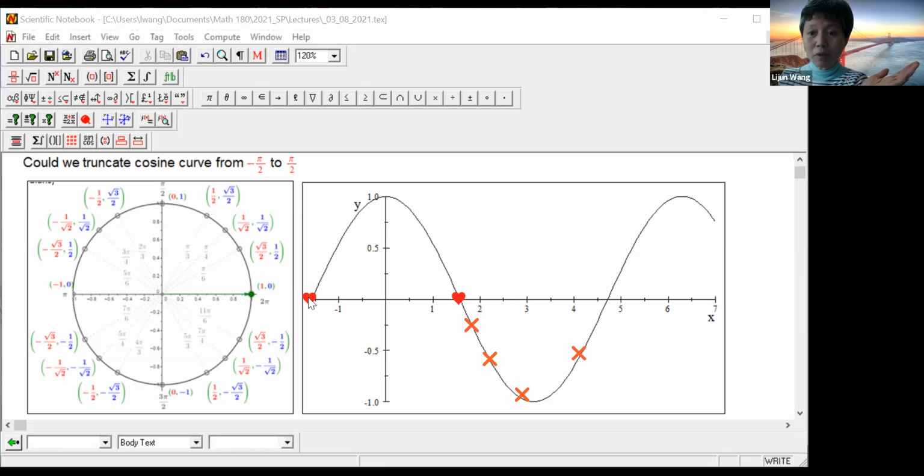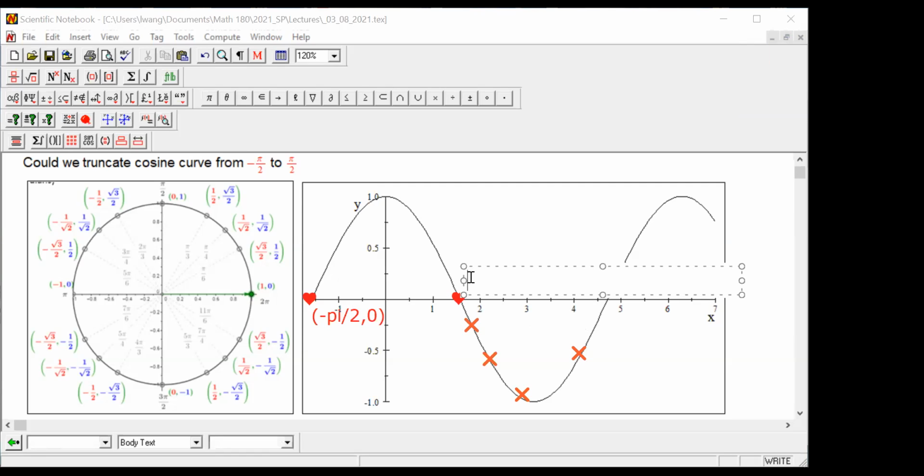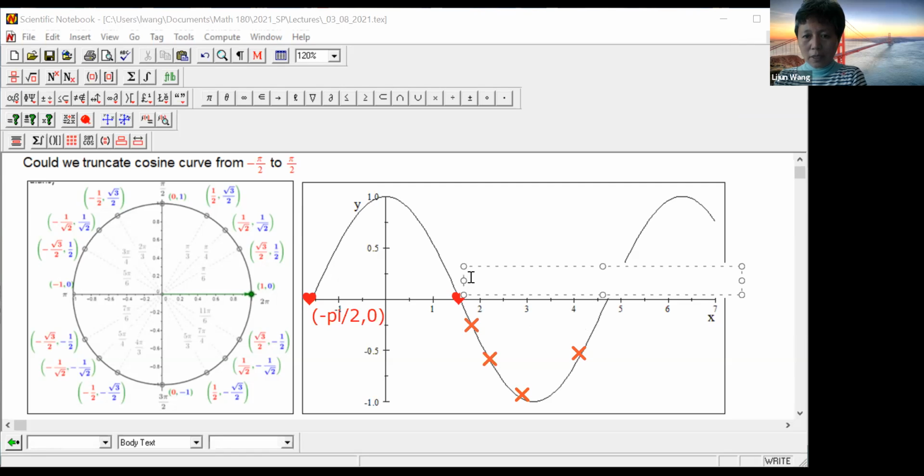If I truncate the same way as sine, which truncated from negative pi over 2 to positive pi over 2, then this point is negative pi over 2, comma 0, and the other point is pi over 2, comma 0. Aaron says a horizontal line on the x-axis is not 1-to-1. It is not 1-to-1 if we truncate this way. So you still don't have an inverse. Do you follow me?